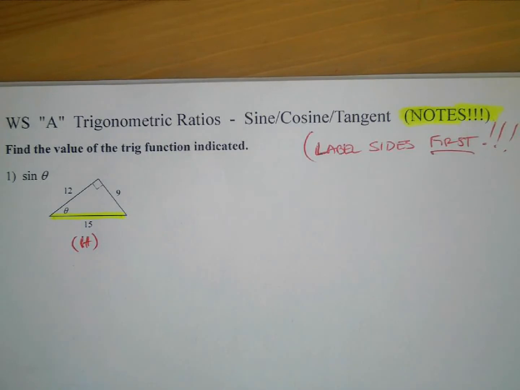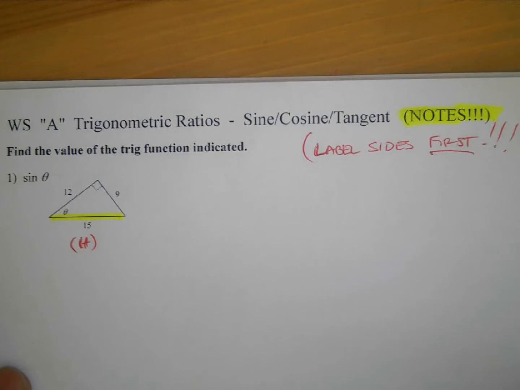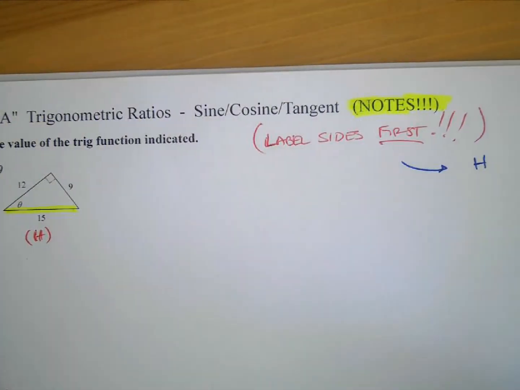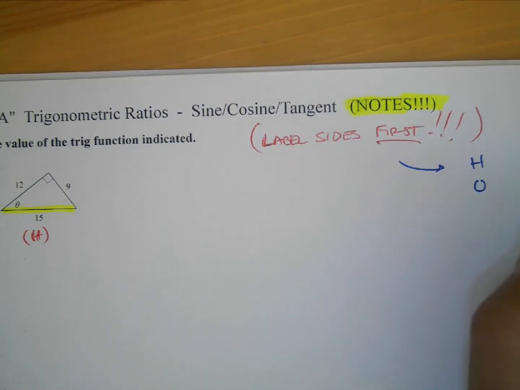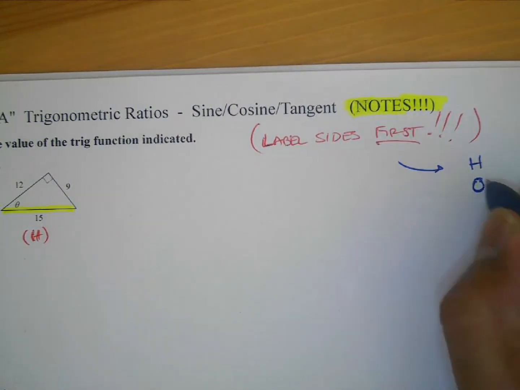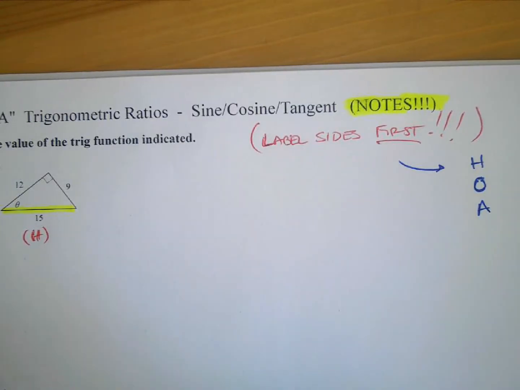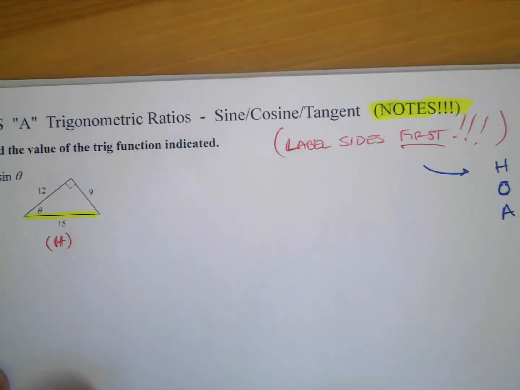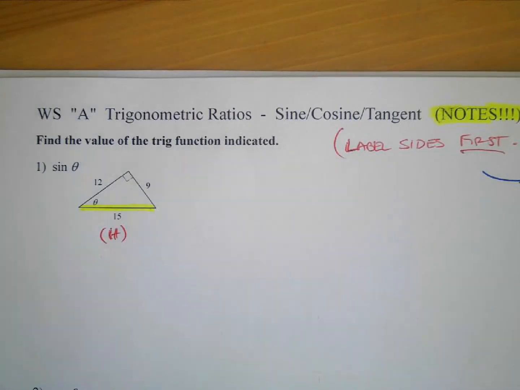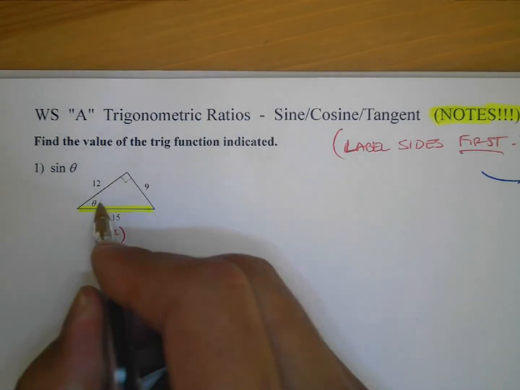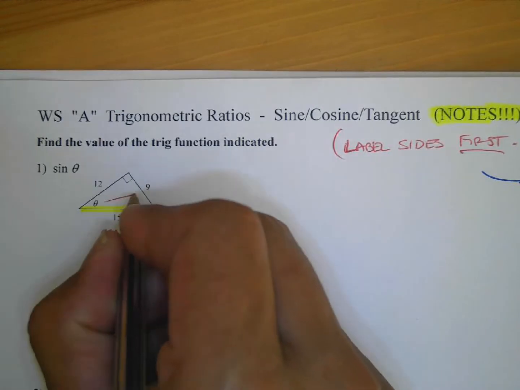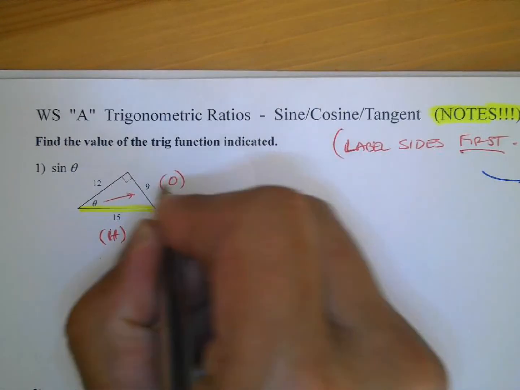After the hypotenuse, you label the... All right, remember, we put them in this order. Label the sides first. In this order, first the H for the hypotenuse, then the O for the opposite, and then the A for the adjacent. So we did the hypotenuse. Now what? The opposite. Opposite of what? You have to have an angle that you're looking at. I'm looking at this angle, so the opposite side in this case is going to be this one here, the 9.